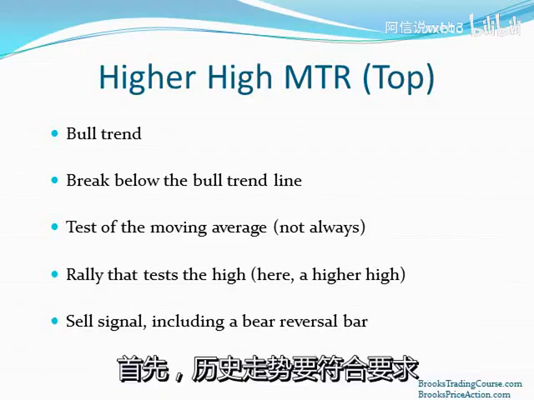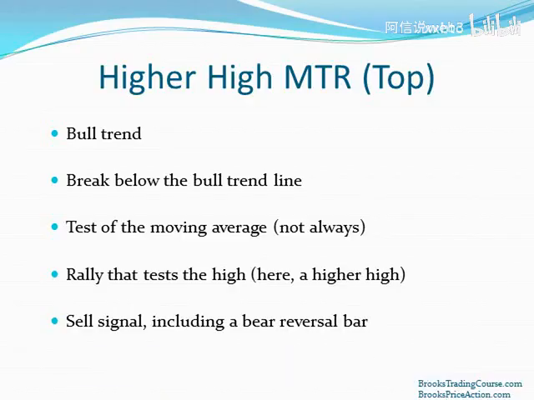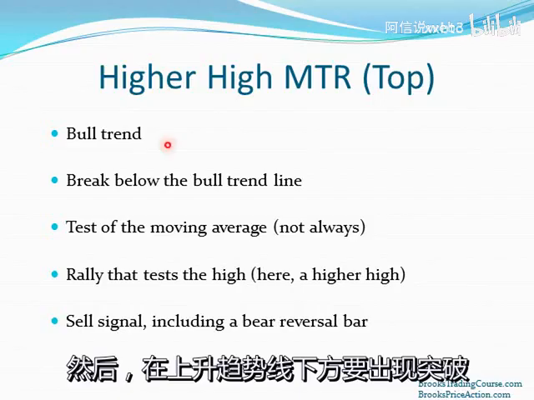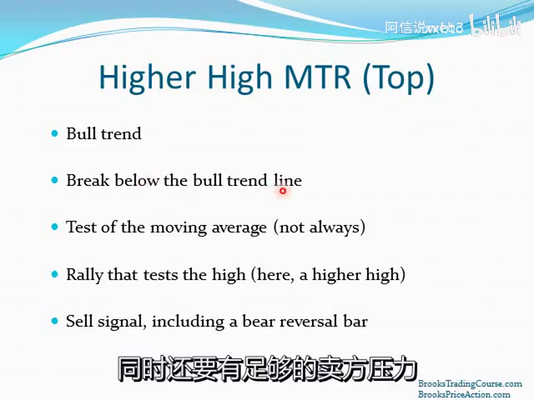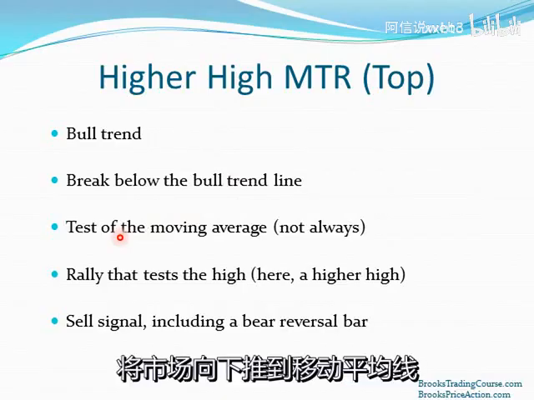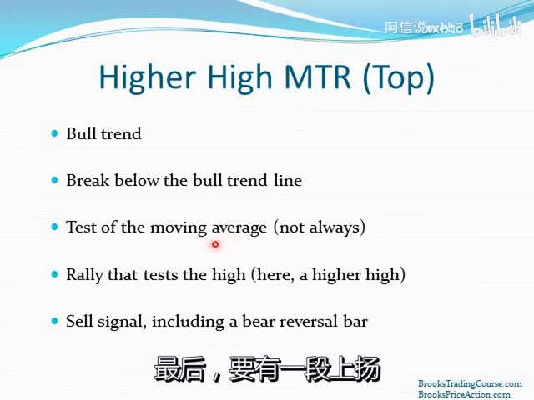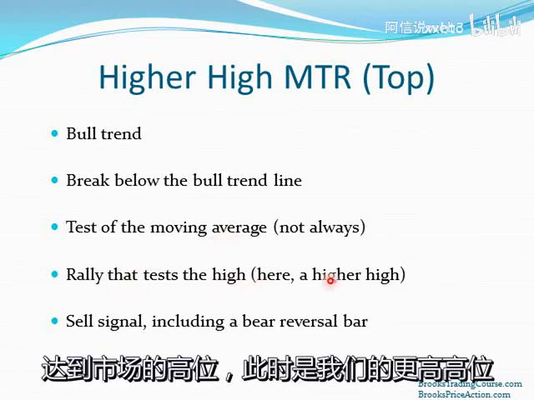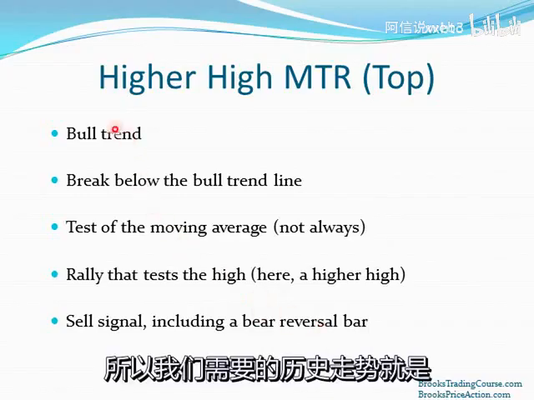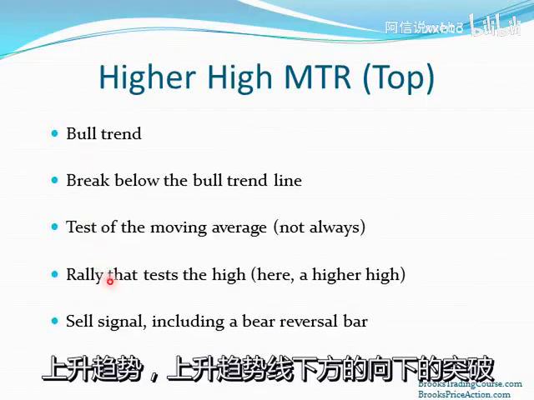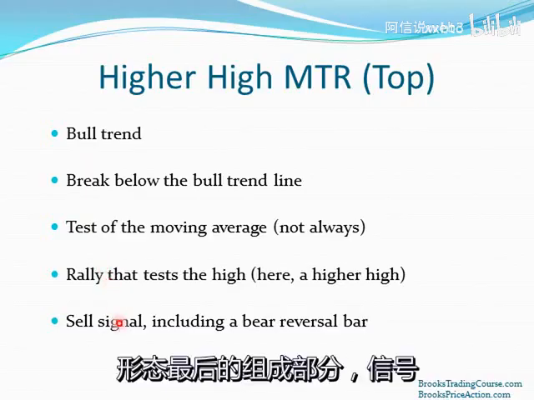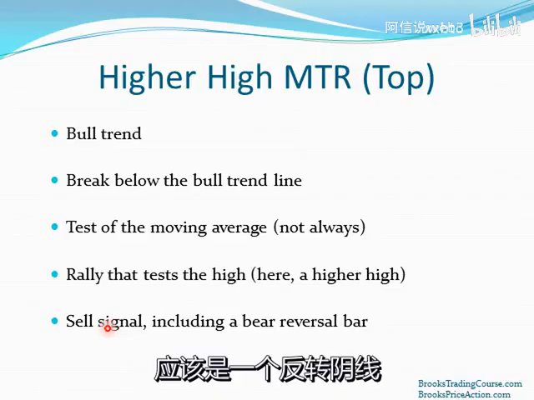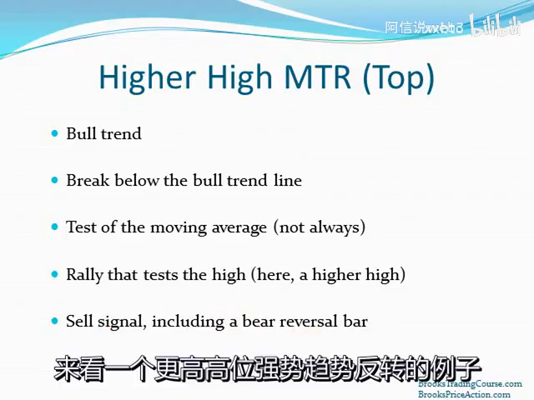First, you need proper context. You need a bull trend, and then next you need a break below the bull trend line. Preferably you want enough selling pressure to reach the moving average. Finally, you want a rally that goes up to the high, here a higher high, and then a reversal down. So the context is the bull trend, the trend line break, and then the rally to the high. And the signal, which completes the setup, is a bear reversal bar.